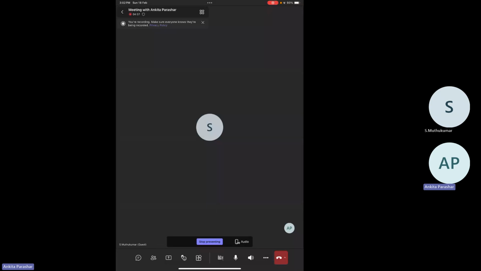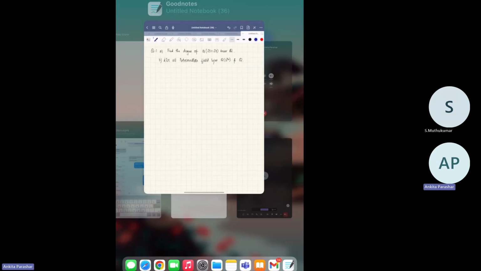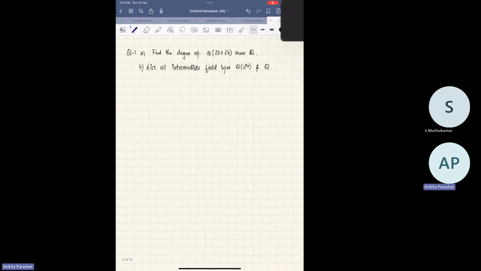Okay, so let me do that again. Welcome all. We are now discussing this question, and this is the fourth session. Question one is about finding the degree of Q(root 5 plus root 7) over Q.